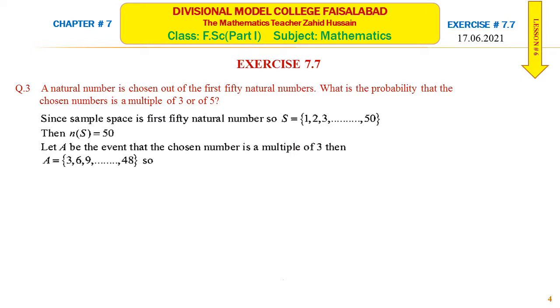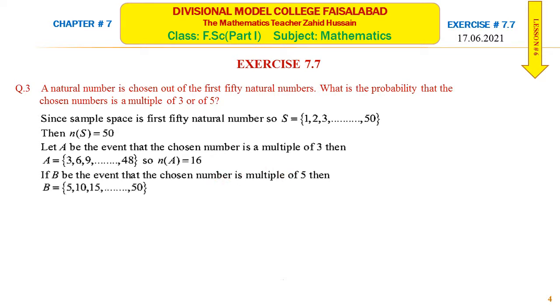Then what are those numbers? It is 3, 6, 9, 12, 15, up to 48. So these are the elements of event A. So this number is 16. From 3 to 48, they are 16 numbers. And let event B be the event in which the numbers are multiples of 5. Then B is equal to 5, 10, 15 up to 50. So these numbers are 10.